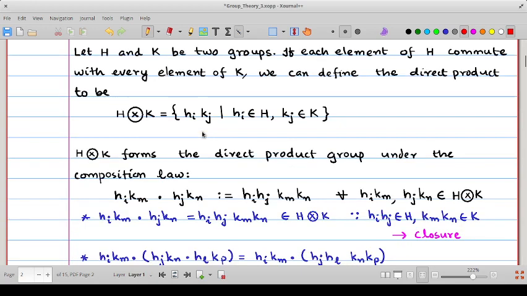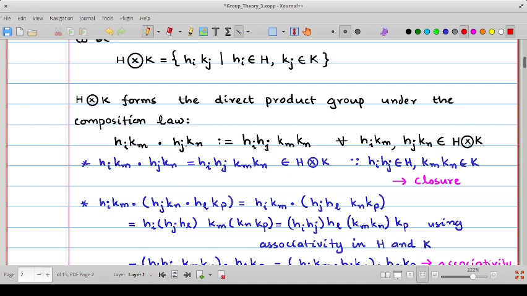So we can now show that H cross K, H outer product K, forms the direct product group under the composition law given by the element Hi Km dot Hj Km is equal to Hi Hj times Km. Now all the products over here are the products in the group whose subgroups H and K are. So if H and K are subgroups of the larger group G, then the product here corresponds to the composition law in that group G.